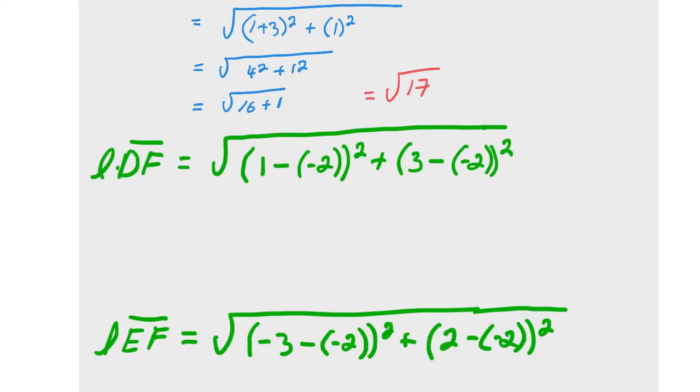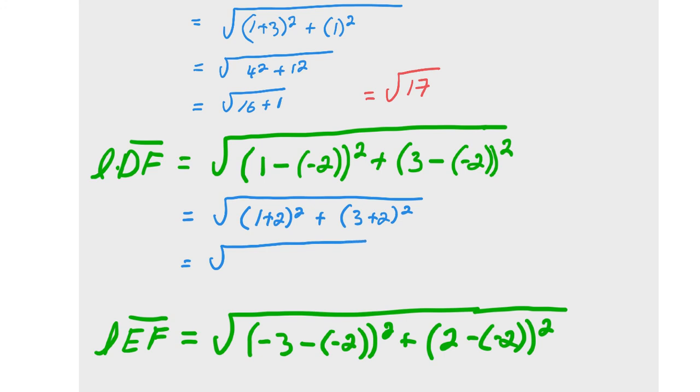Scrolling down to DF, I'll do the same process. So now that's going to equal 1 plus 2 all squared plus 3 plus 2 all squared. And then I'm going to get, I don't need a bracket anymore, I can get 3 squared plus 5 squared. And that is 9 plus 25, which is the square root of 34.